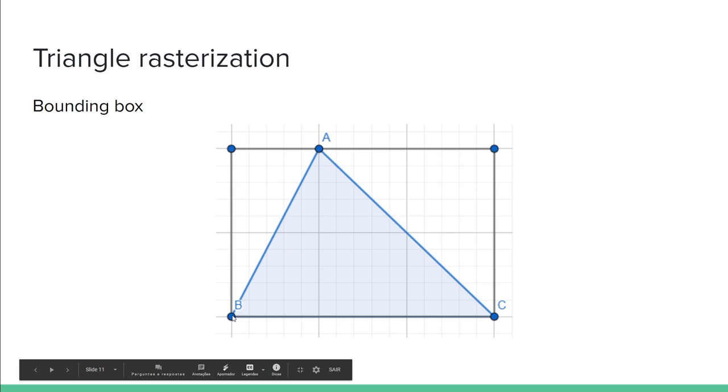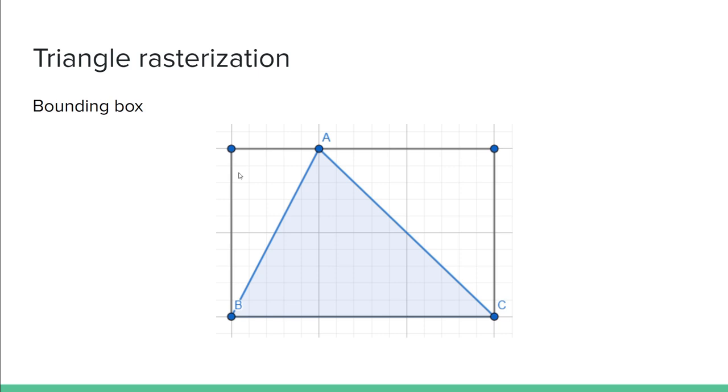Okay? And then after that you can just iterate over this as if it was a two-dimensional array, as we always did for any other 2D array. And for each position, we just need to ask ourselves, is this part of the triangle? If it is, I need to draw it, otherwise I can just skip it, okay?